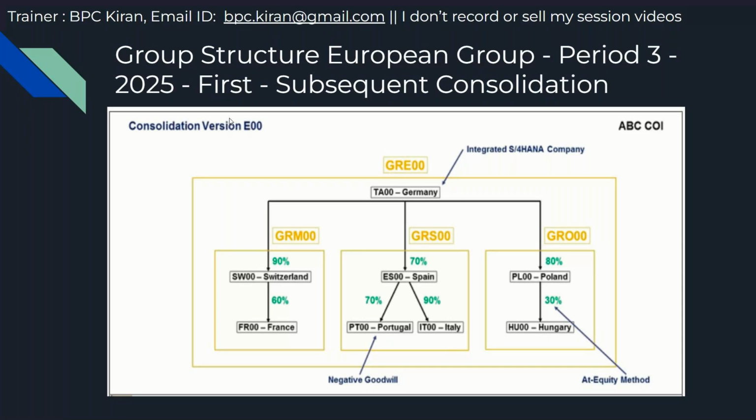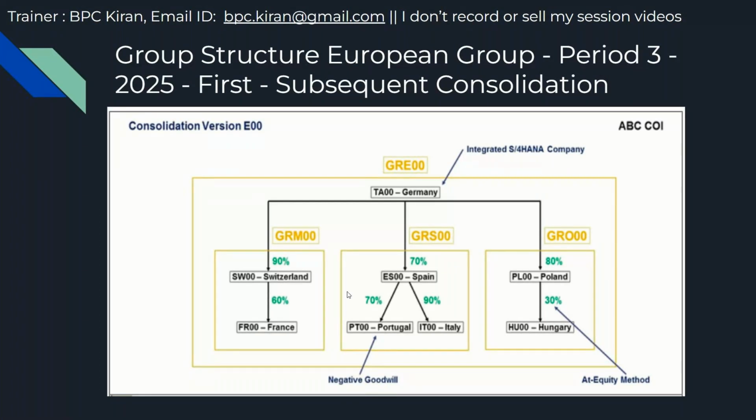Assuming that all these companies enter the group on the first day of period 3, period 3 2025 means on the first day of period 3 they entered this particular consolidation group. First, when you run Switzerland to France, it's a positive goodwill. NCI calculations will be performed, and eliminations will be performed.